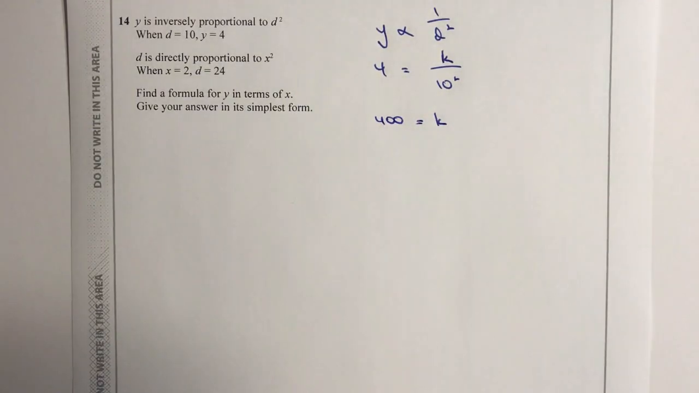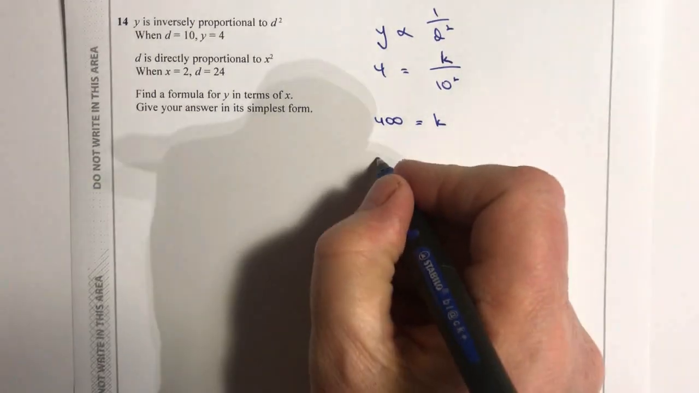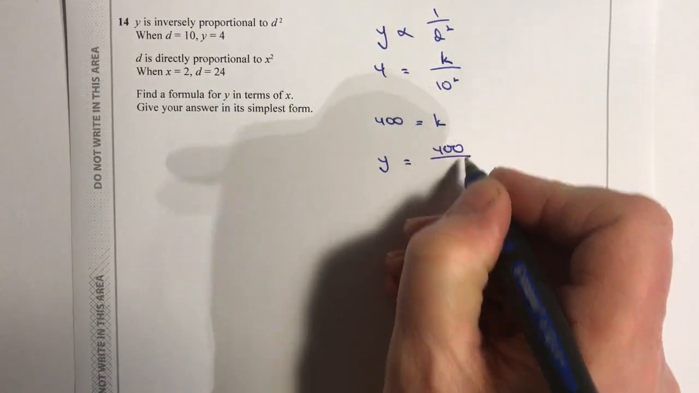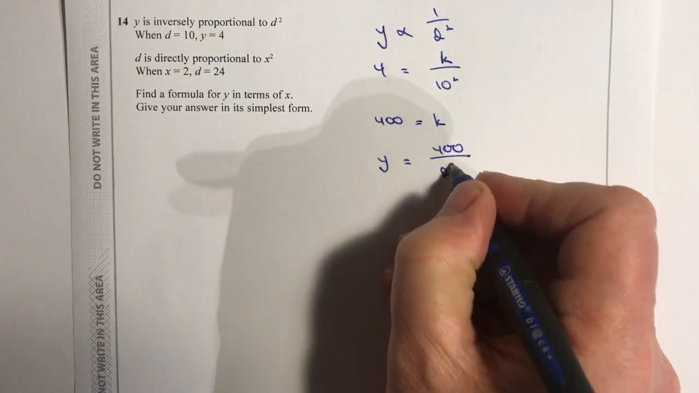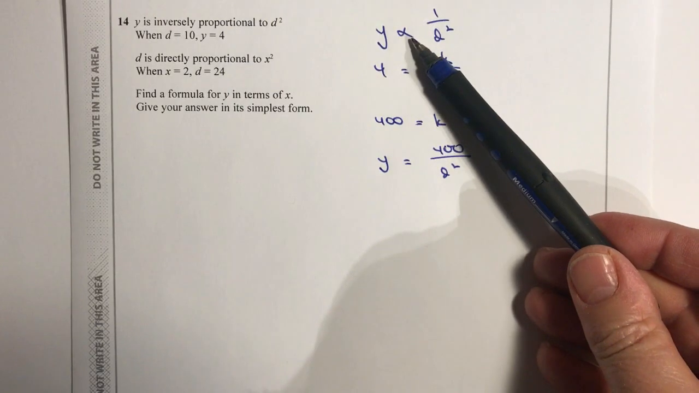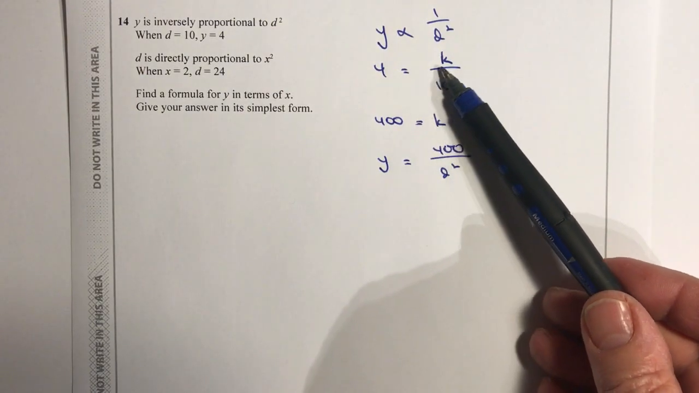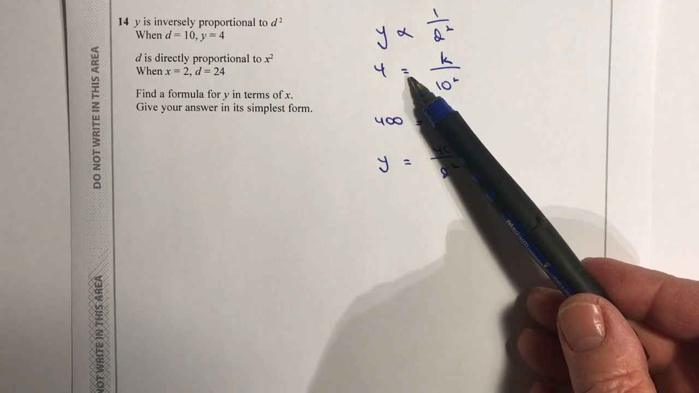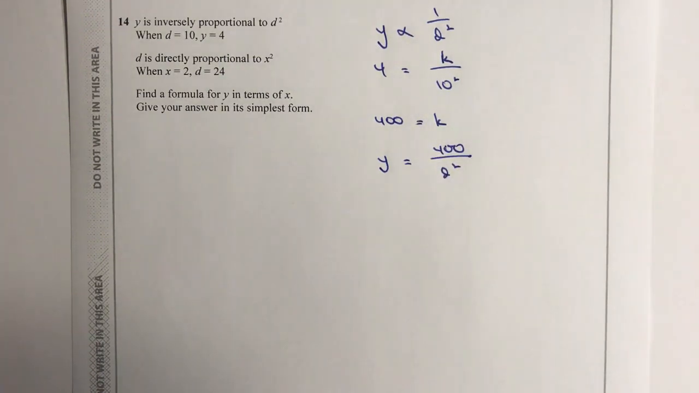So it's more true to write this as a formula of y equals 400, which is the value of k, divided by d squared. Okay, so we've gone from a proportional statement through to an actual formula. In order to make that formula work, we've worked out the value of k.